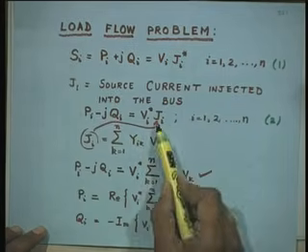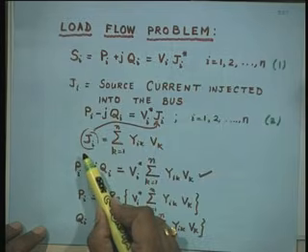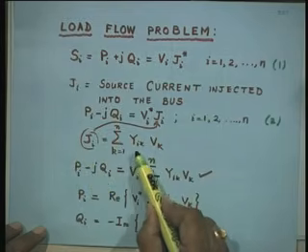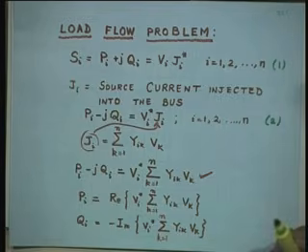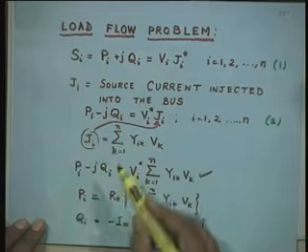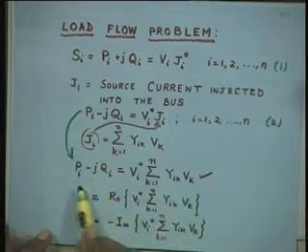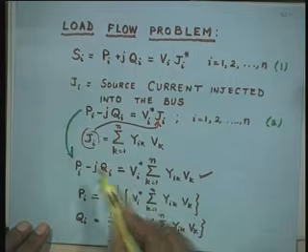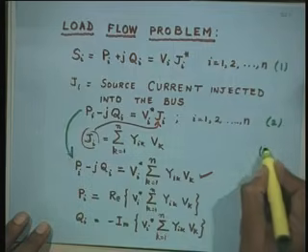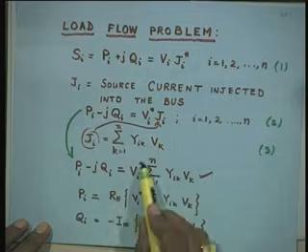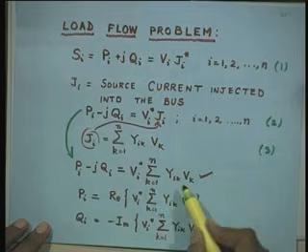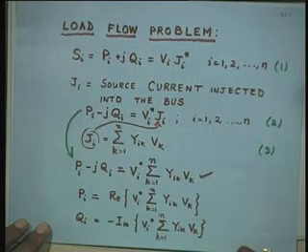Now, this I_i, from Ohm's law, as we saw last time, is nothing but sigma y_ik V_k. Current is equal to y times V, or V is equal to Z into I, where I is the current. So, I can rewrite this as equation 3. Substituting this value of I_i from equation 3 into equation 2, we get P_i minus j Q_i is equal to V_i star sigma k equals 1 to n y_ik V_k.